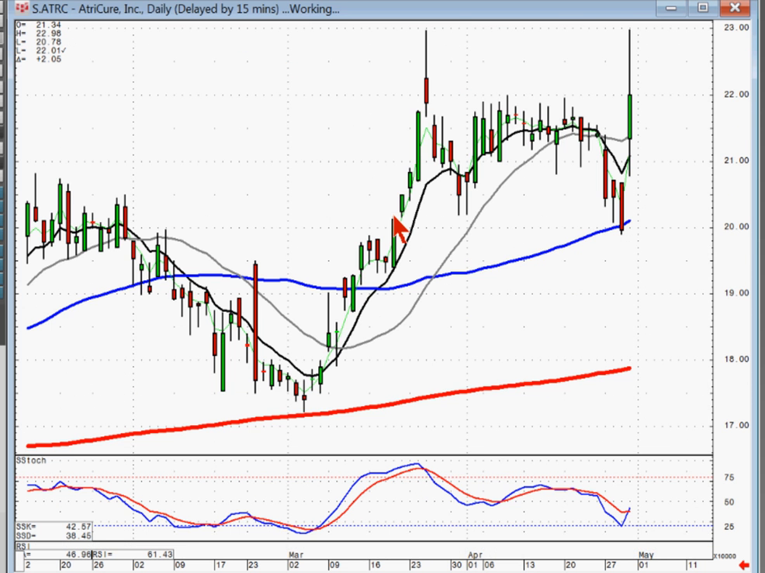ATRC was one that was pointed out in the chat room today. That's your kicker signal. Notice where this bounced off the 50. This one you want to be buying on positive trading because of this signal right here.